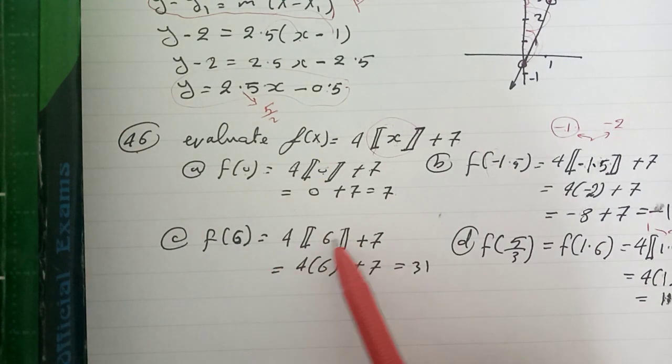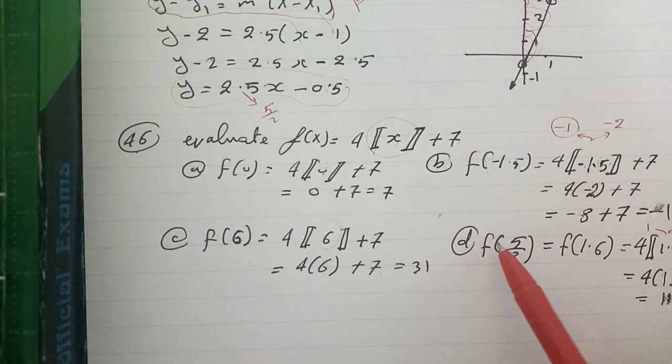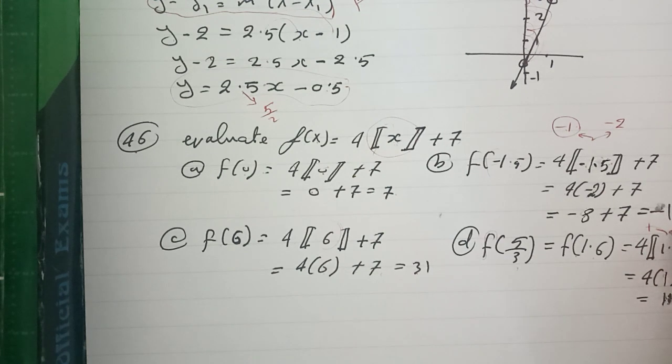f(6), the 6 is already an integer, keep it as it is. 4 times 6 plus 7, 31. But f(5/3) means 1.6. The 1.6 is between 1 and 2. What's the least of them? It's 1. So it will be 1. 4 times 1 plus 7 equals 11.